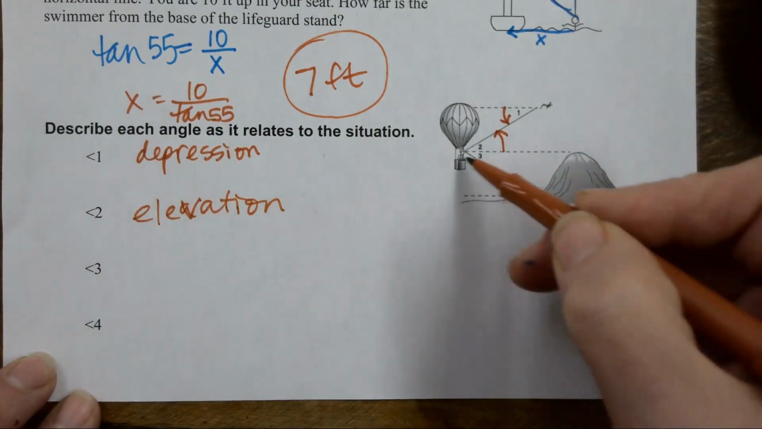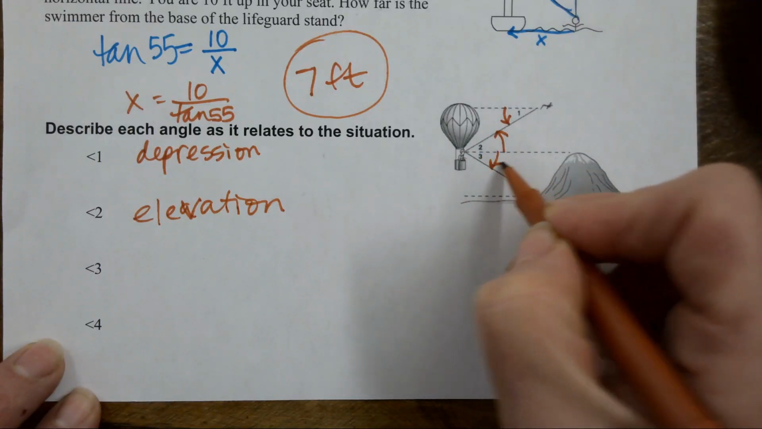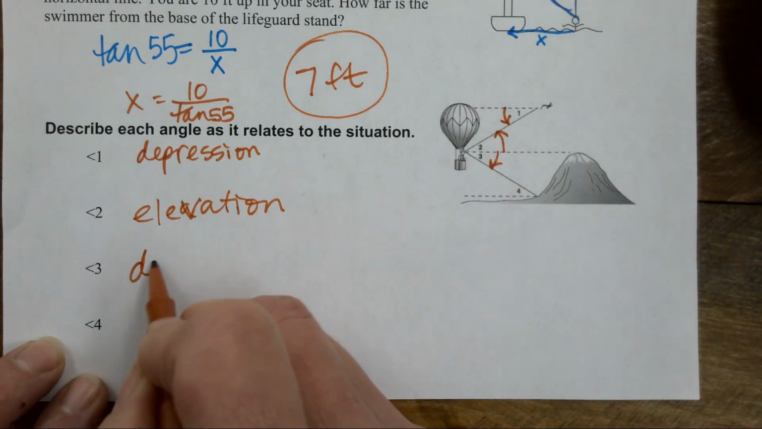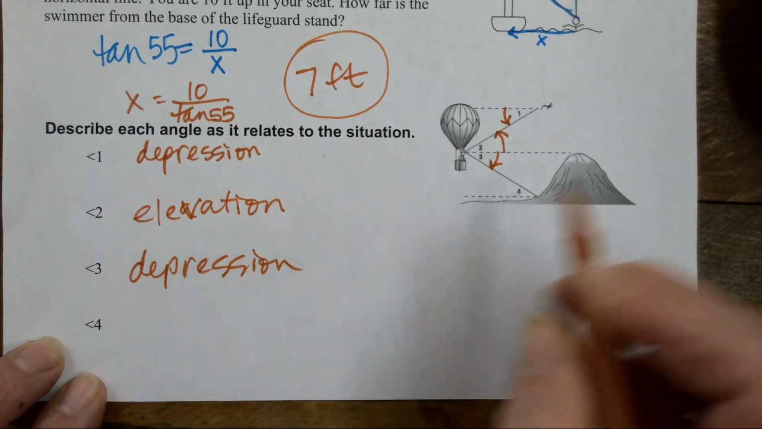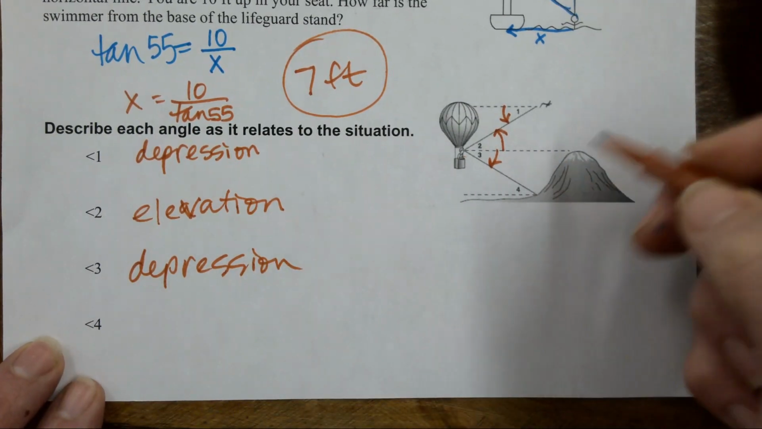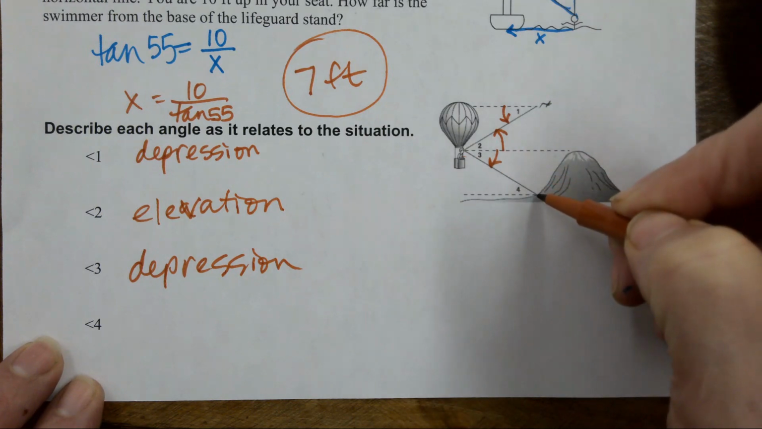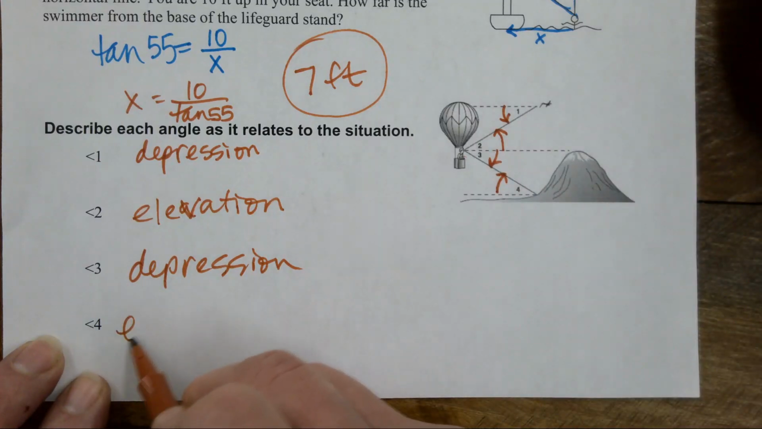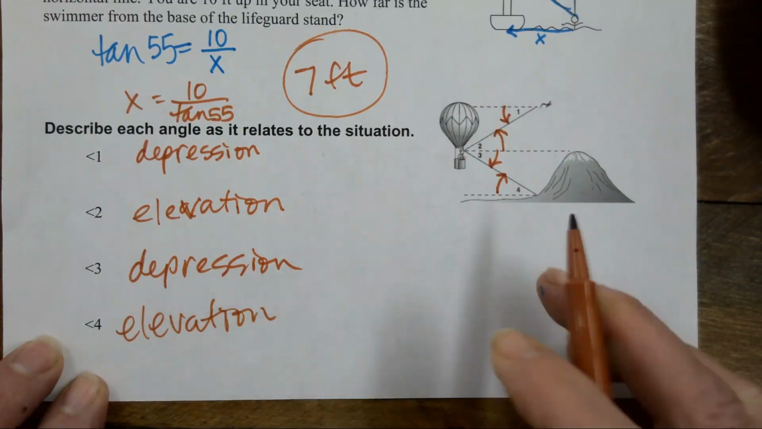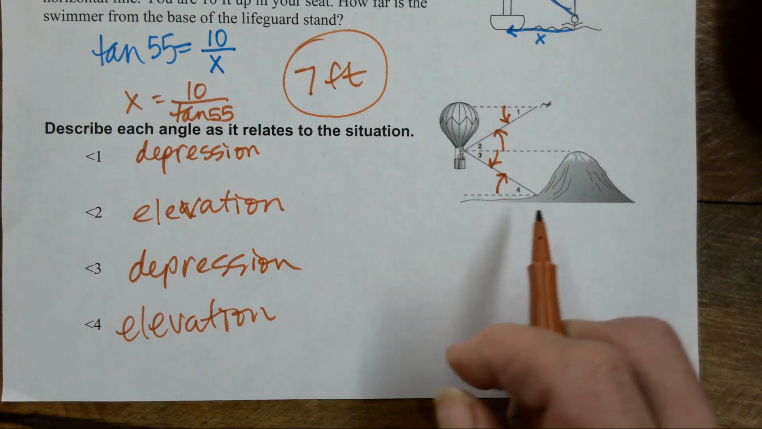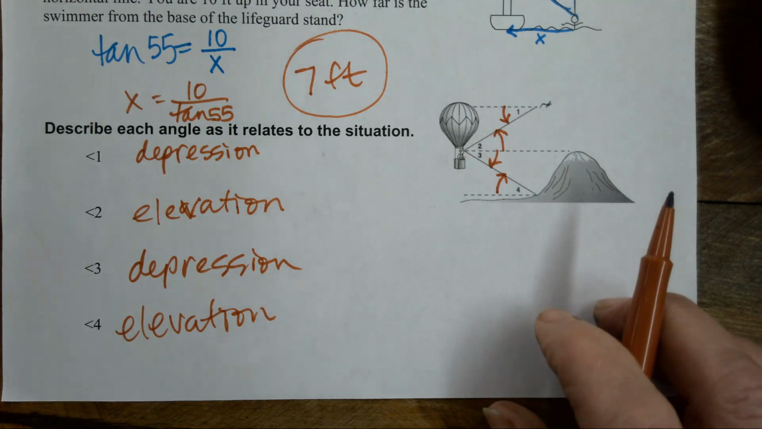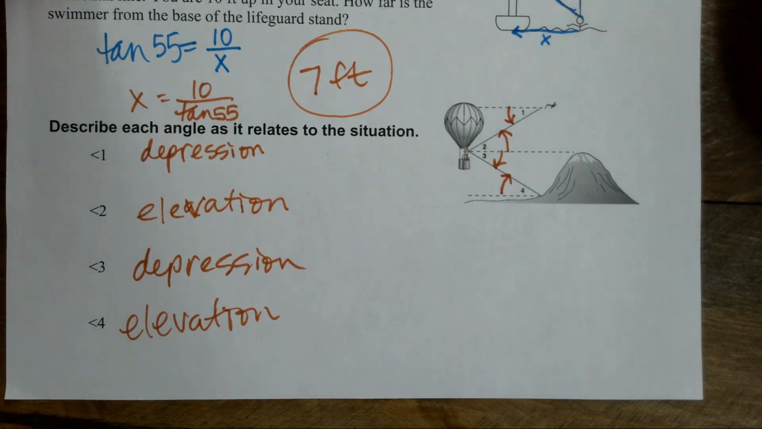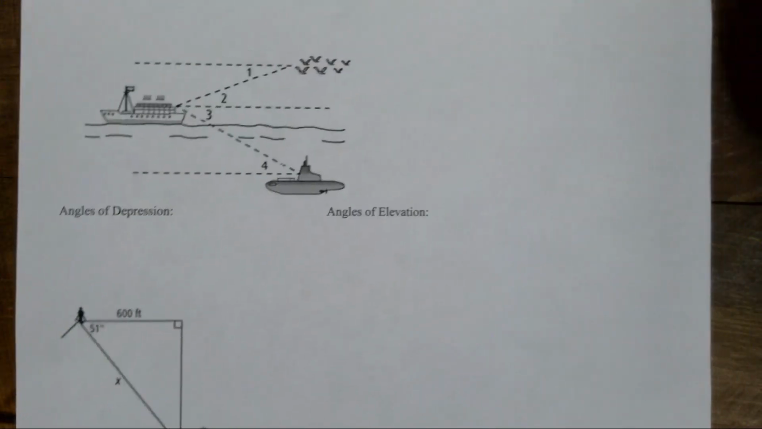If I am in the balloon looking down at the base of this mountain, what do I have? Depression. Not really. It makes me so sad to see the base of that. And if I am an ant at the base of the mountain looking up at the balloon, what am I? Elevation. You got it. They can't. Oh, really? Then I'm not an ant. I'm a bunny. I'm a bunny on the bottom. Bunnies can look up and down, right? Yes. Okay, good. That is something I did not know about ants.